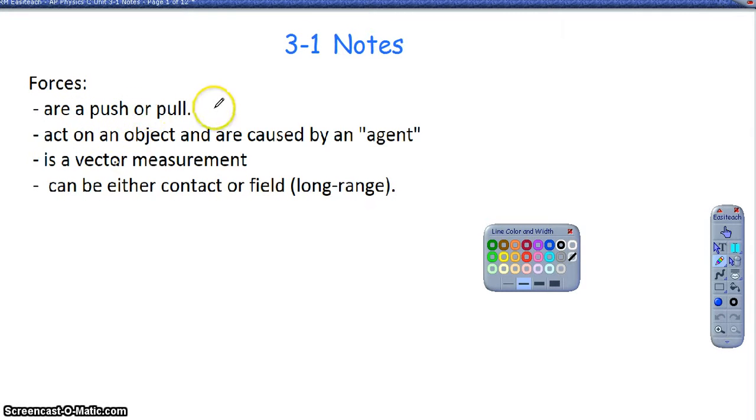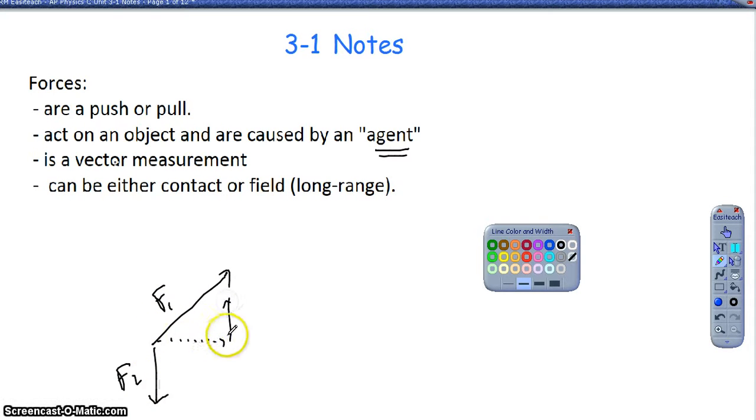Forces are either a push or a pull on an object. They act on an object, and whatever's causing that force is often called the agent. So they're acting on an object and they're caused by an agent. It's a vector measurement, which means when we deal with forces, we need to always be breaking those up into components, right? So if I've got two forces, the only way that I can add those two forces is if I break those up into horizontal and vertical components and add up the components. So that's very important for the vector measurement.